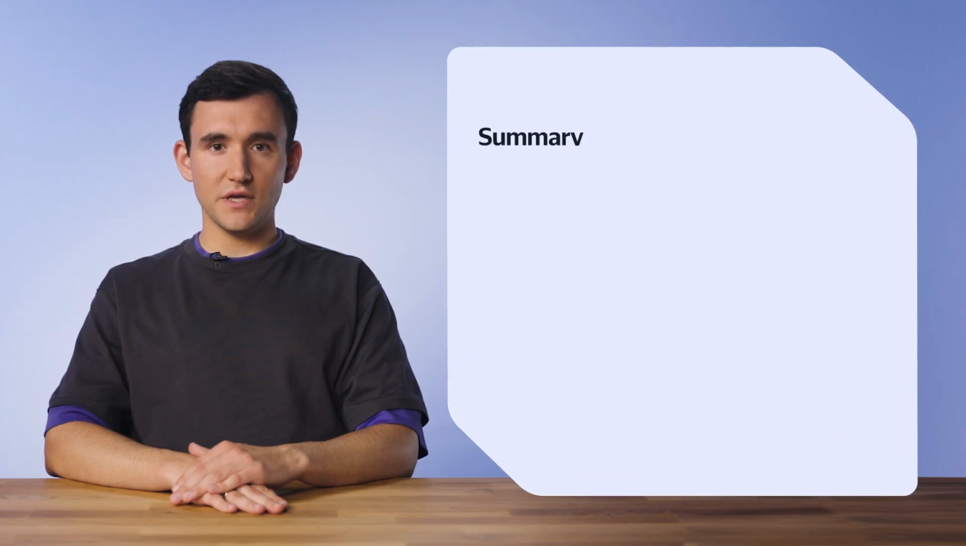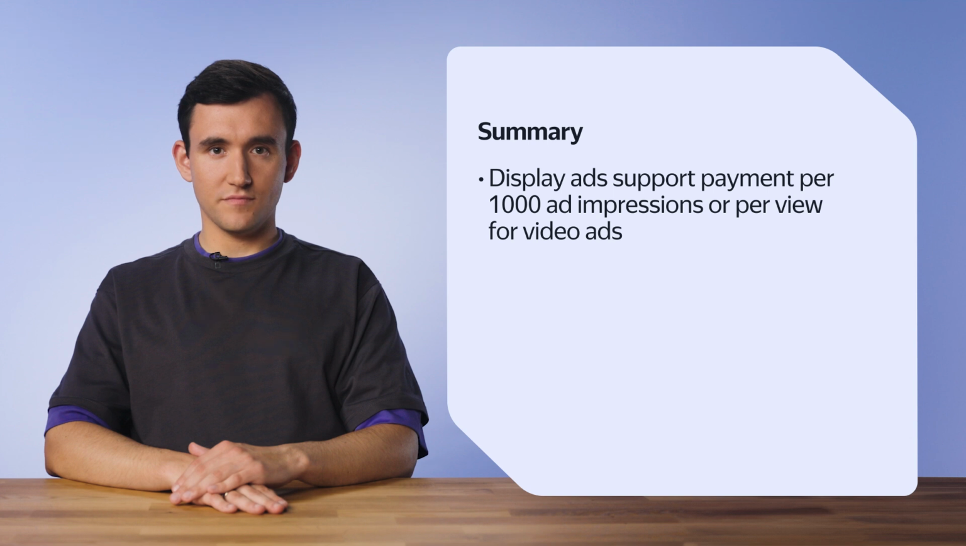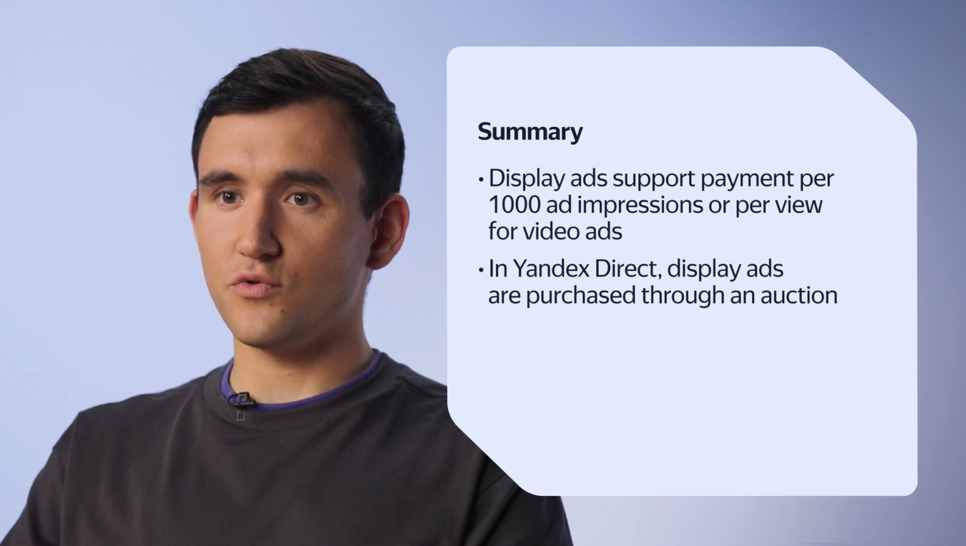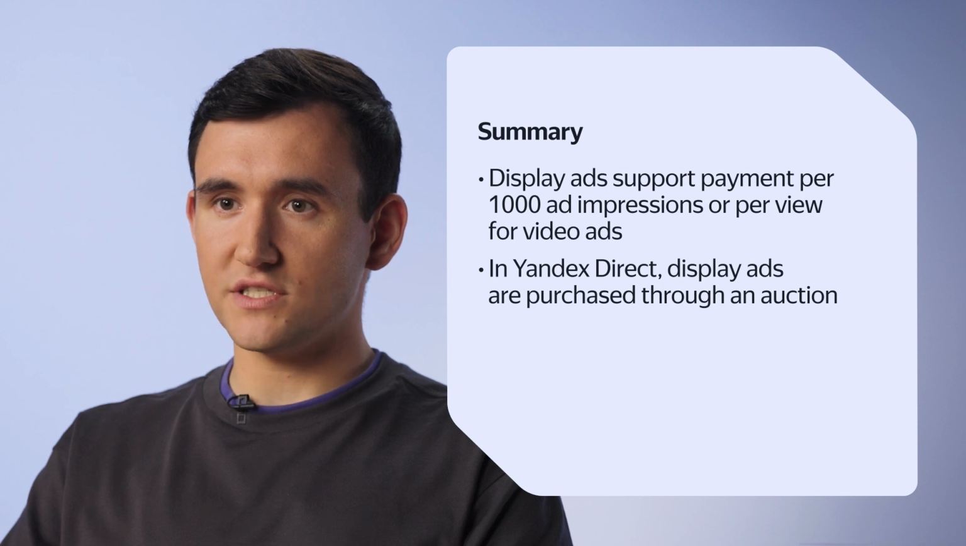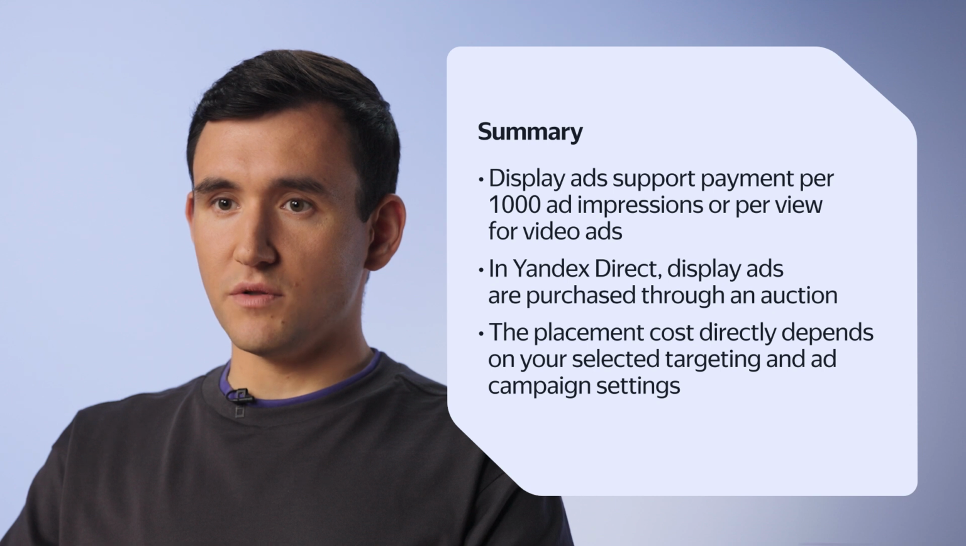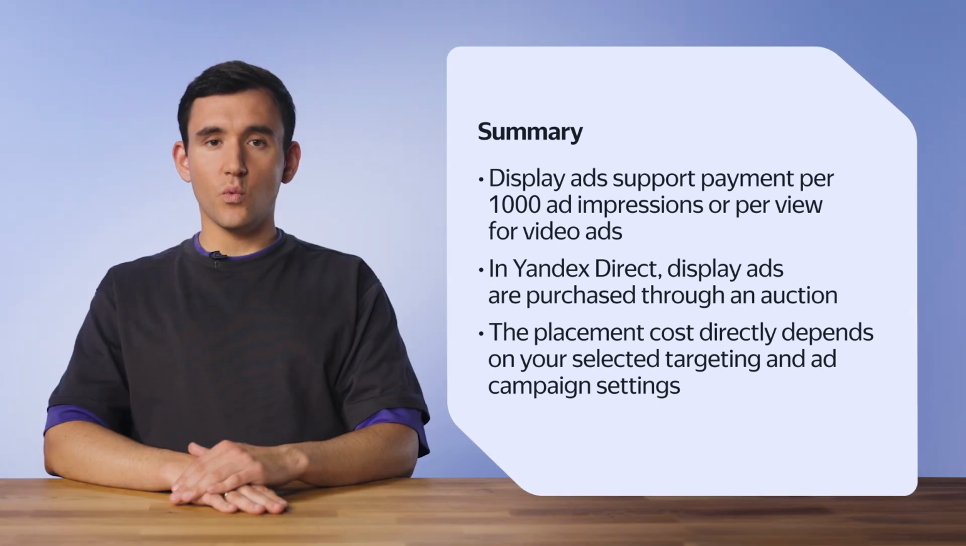In summary, display ads support two payment models: payment per 1,000 ad impressions or per view for video ads. In Yandex Direct, display ads are purchased through an auction, which allows you to buy only those placements that are shown to your target audience without exceeding your desired average bid amount. The placement cost directly depends on your selected targeting and ad campaign settings. To determine the optimal bid amount, use the handy forecast tool available in Yandex Direct. Watch the share of voice metric to ensure that your display campaign launch is as effective as possible.